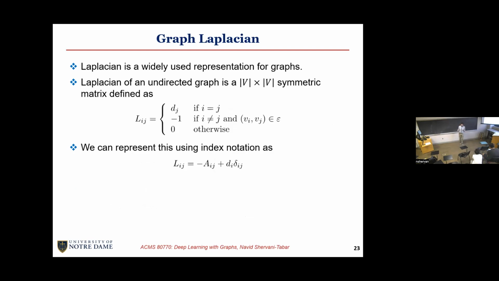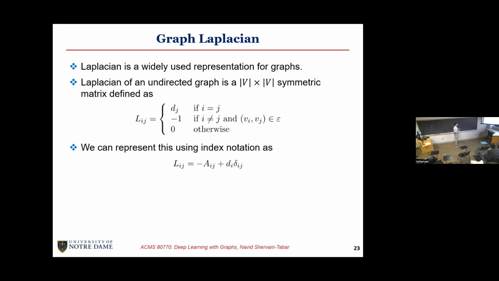A graph Laplacian is defined as a symmetric matrix. Let's say we have a graph of size V, and this has a V by V symmetric matrix representing the Laplacian. On its diagonal, it has the degree of each corresponding node, and off-diagonal terms are 0 if two nodes are not connected, and they are -1 if two nodes are connected.